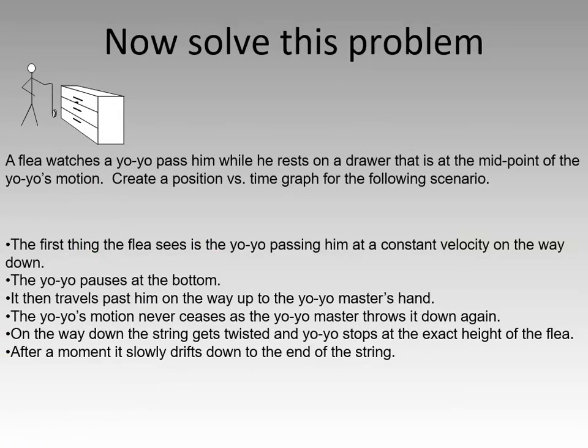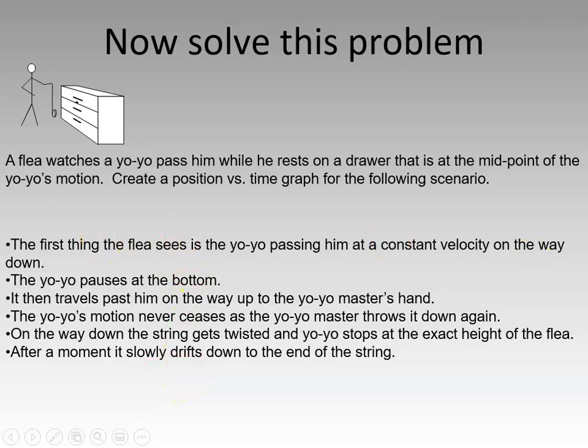Now, let's consider another example. You have a flea watching a yo-yo pass him while resting on a drawer. That is the midpoint of the yo-yo's motion. Create a position versus time graph for this scenario. If the flea sees the yo-yo passing at constant velocity on the way down, and the yo-yo pauses at the bottom, and then travels past the flea on the way up to the yo-yo master's hand. And then the yo-yo's motion never ceases as the yo-yo master throws it down again. And on the way down, the string gets twisted, and the yo-yo stops at the exact height of the flea. And then after a moment, I guess it gets untwisted and drifts down to the end of the string.